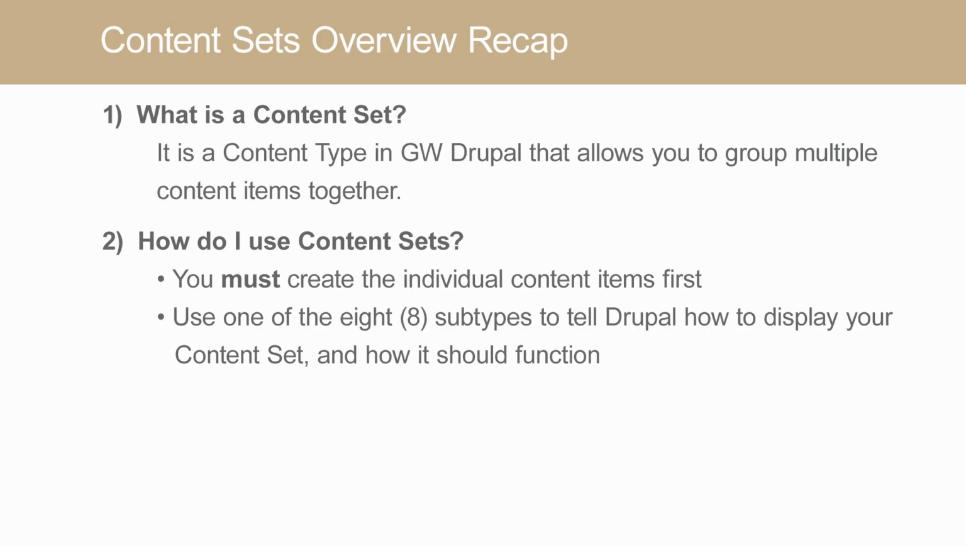So to recap, what is a content set? A content set is a content type in GW Drupal that allows you to group multiple pre-existing content items together. You use content sets by creating the individual content items first. You then select one of the 8 subtypes to tell Drupal how to display your content set and how it will function.